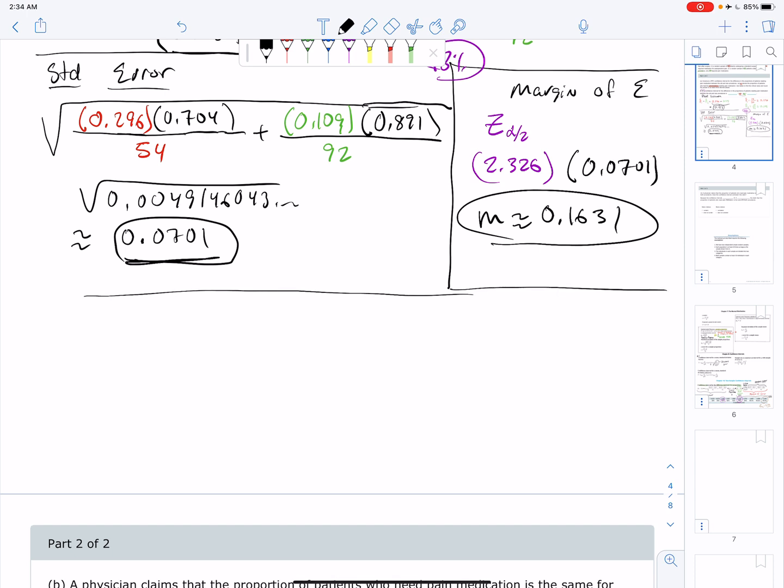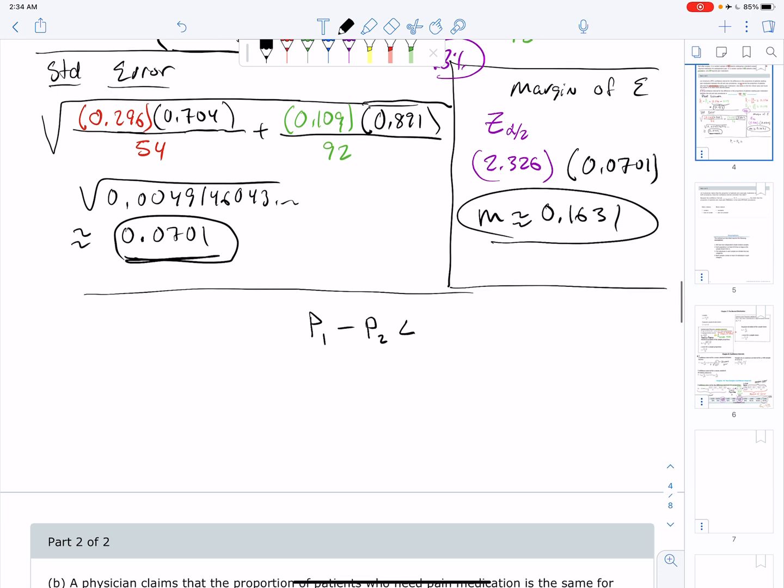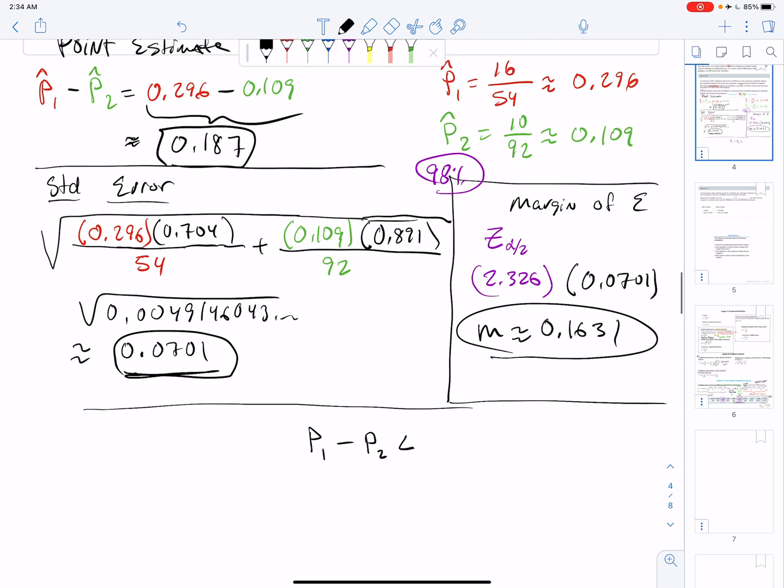What are we trying to do here? Well, the proportion of population 1 minus the proportion of population 2. We're looking for its upper bound. We need our point estimate, which is right here, a great place to start, 0.187. Just to be sure, we add our margin of error, 0.1631.